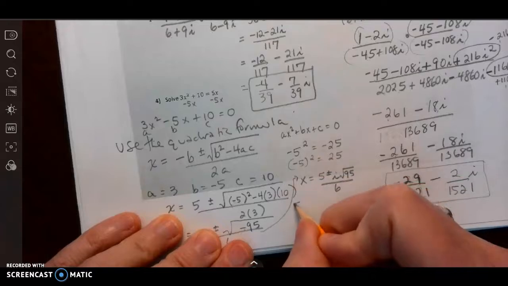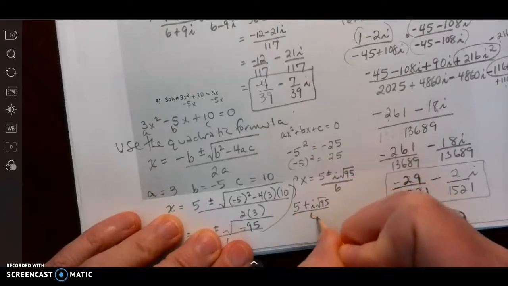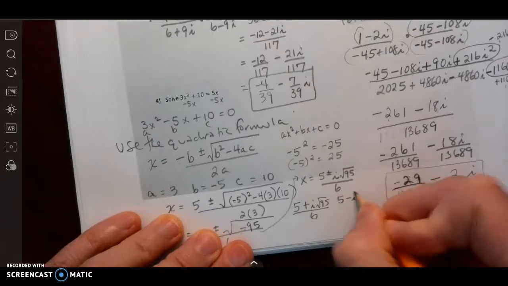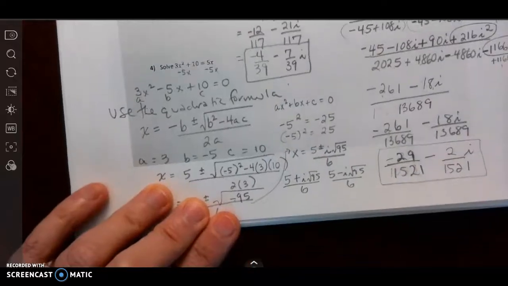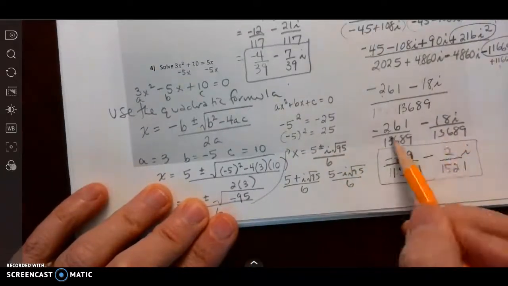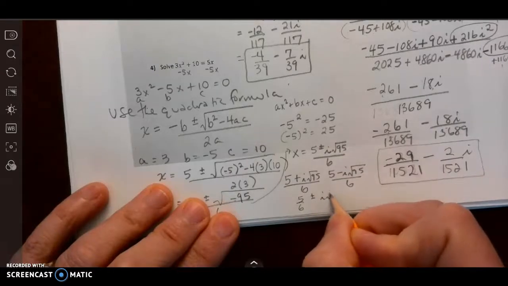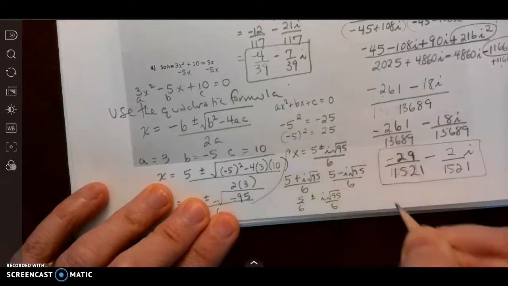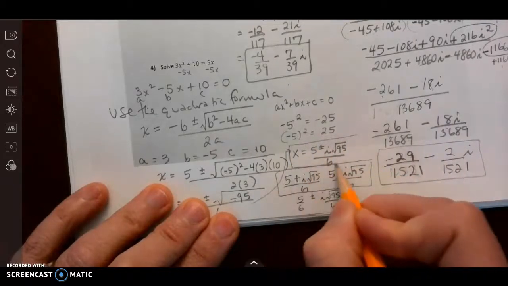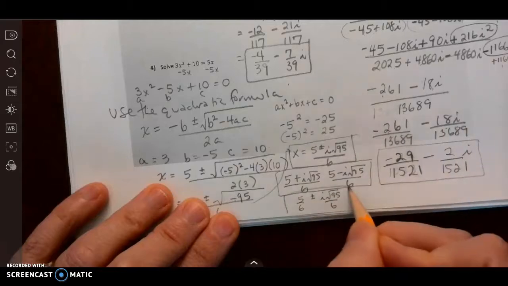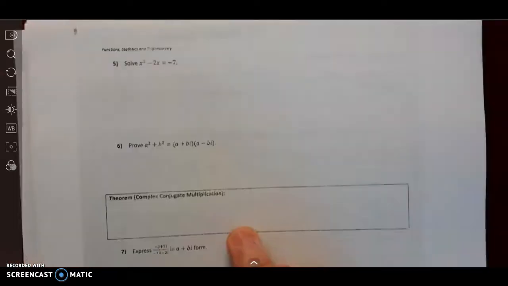If I need to write it as two separate answers, it would be 5 plus i square root of 95 all over 6, and 5 minus i square root of 95 all over 6. Another way to write it would be to separate it like I did here and have 5/6 plus or minus i square root of 95 all over 6. So I could write it like this, I could write it like this, or I can write it like that. They all mean the same thing. Let's do another one of these.